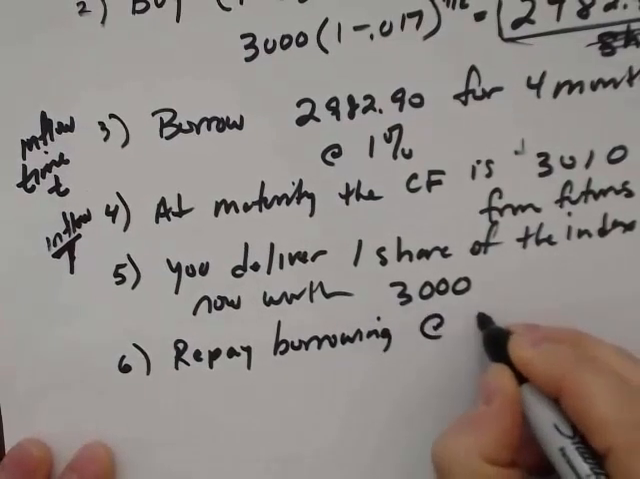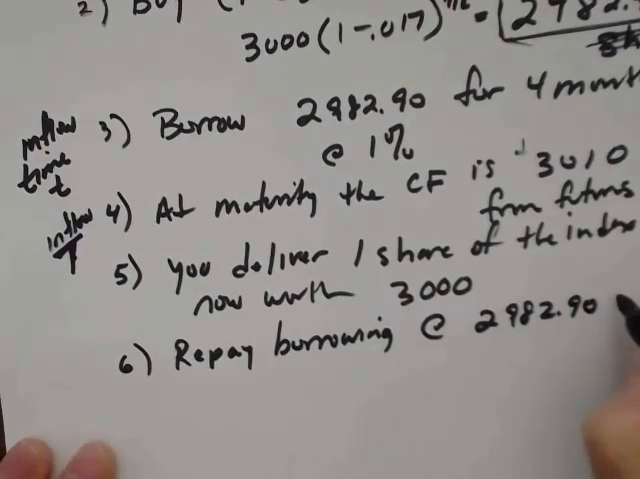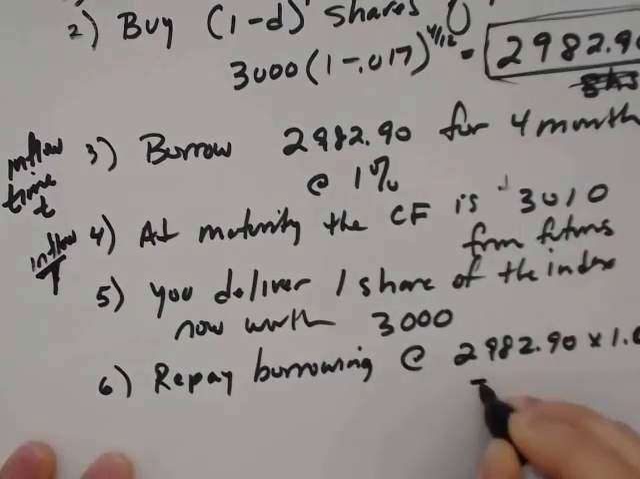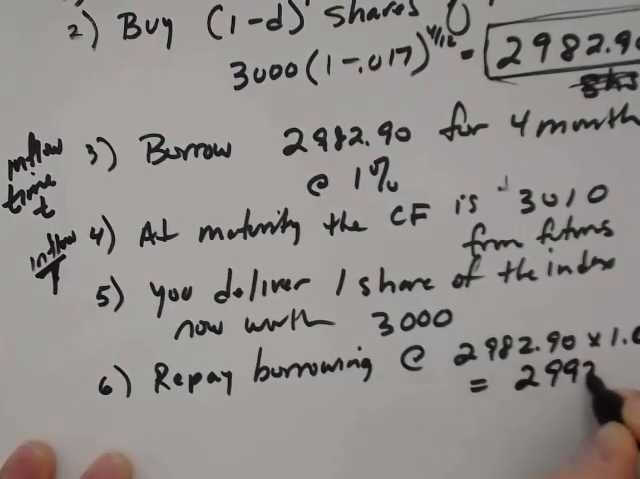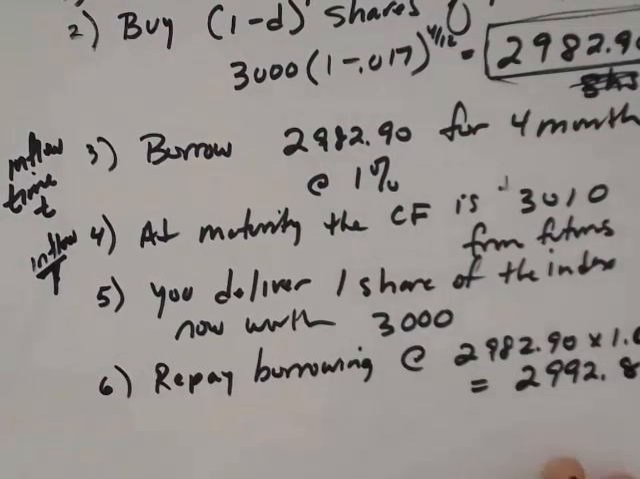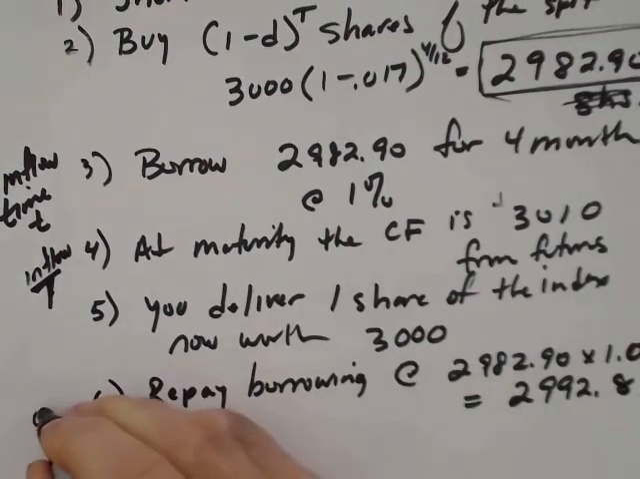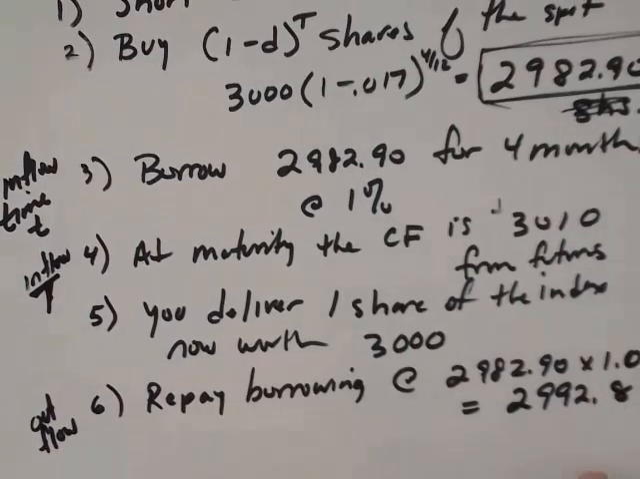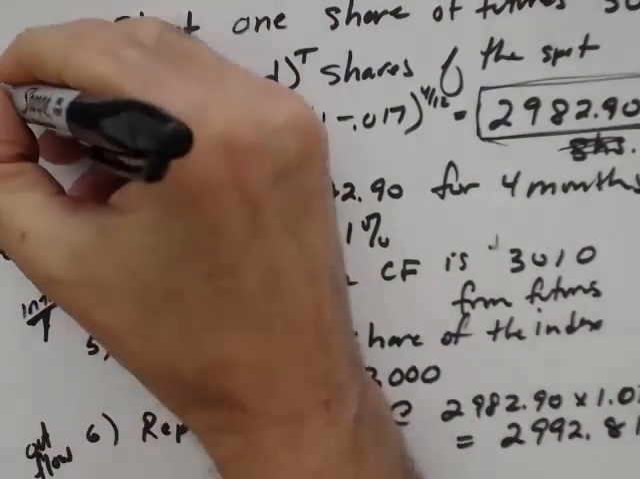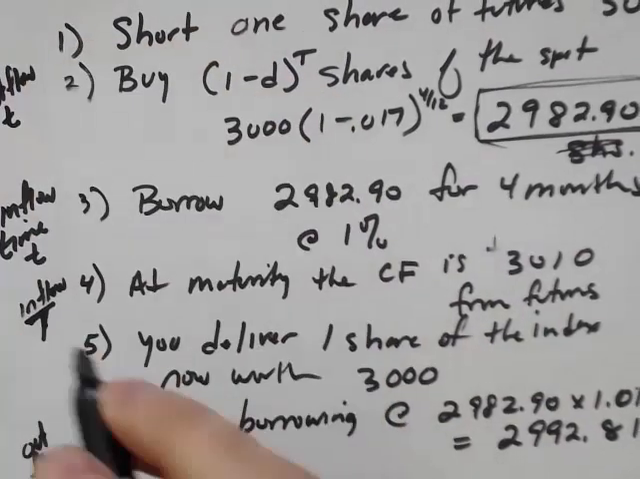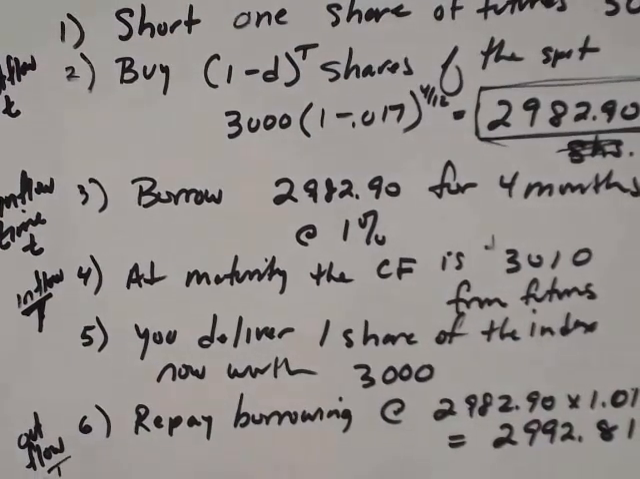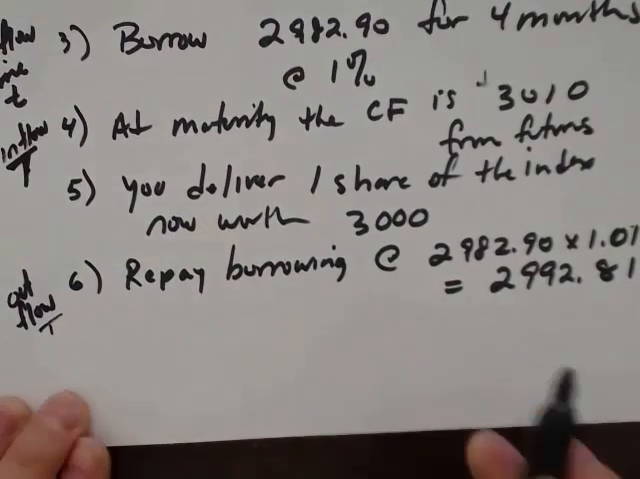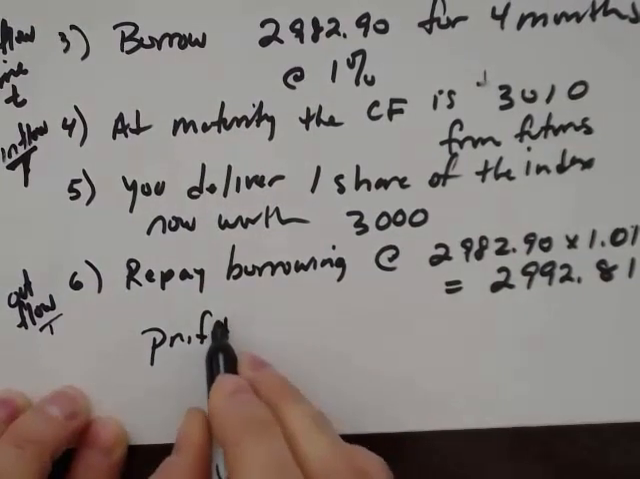At 2982, this is what we borrowed, times the 1% for 4 months, and we repay 2992.81. Okay, so this is outflow when we repay. Okay, that was outflow. And by the way, this was outflow at time little t, and this is outflow at time capital T.